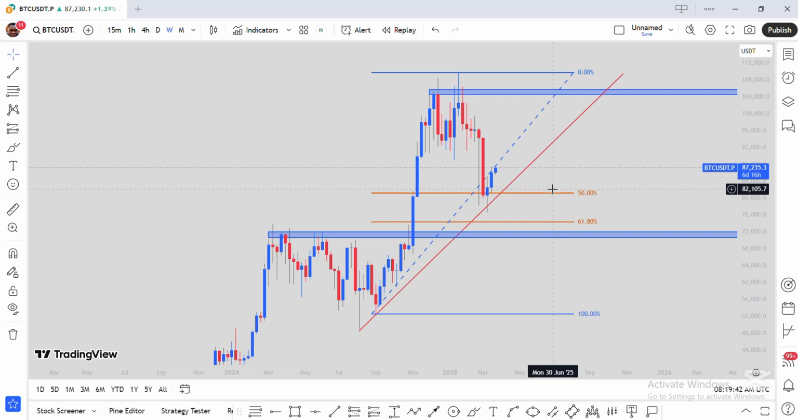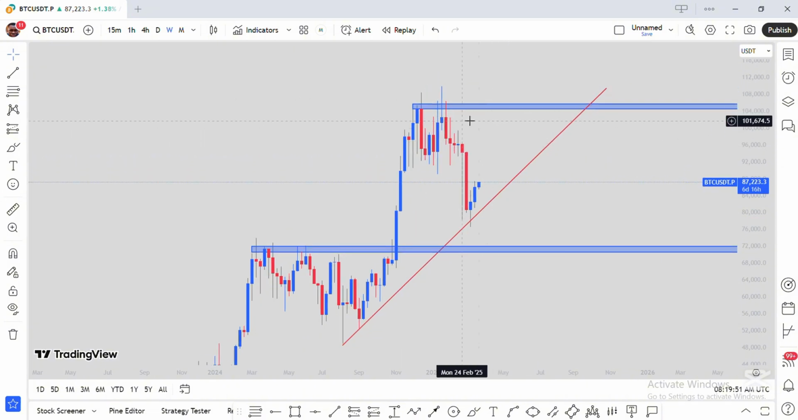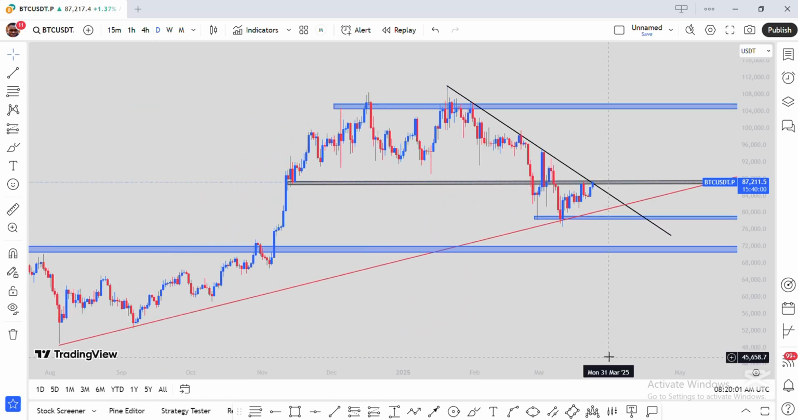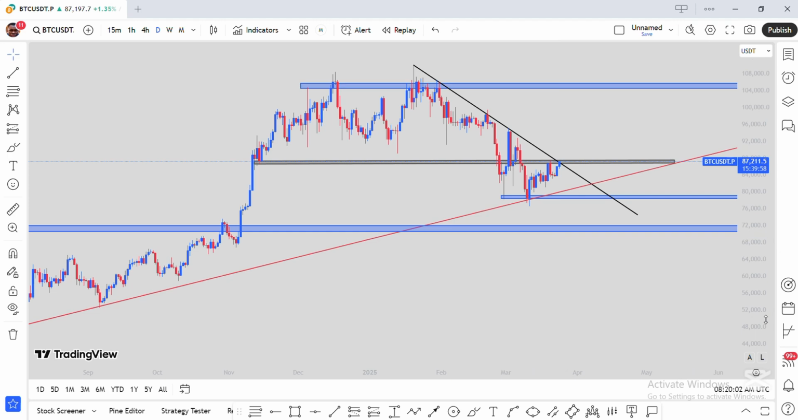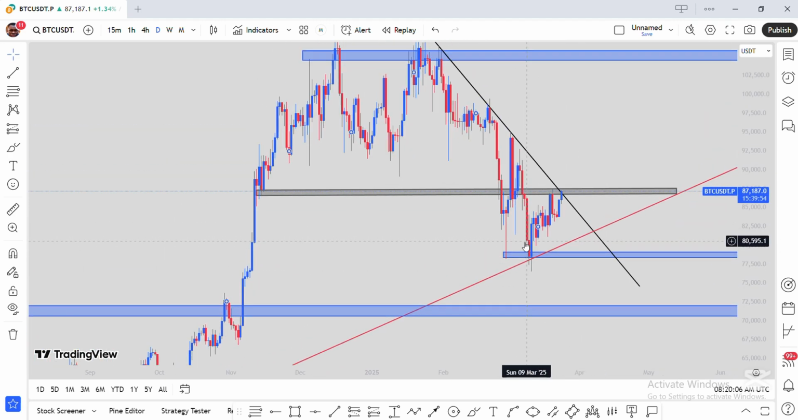Now what I'm waiting for on Bitcoin is that I'm expecting price to continue pushing to the upside into this area, into this blue zone, I mean. So I'm expecting Bitcoin to continue pushing higher. But on the daily time frame, this was the level where this was the Fibonacci level and the trend line, and when price got here, price started heading higher.